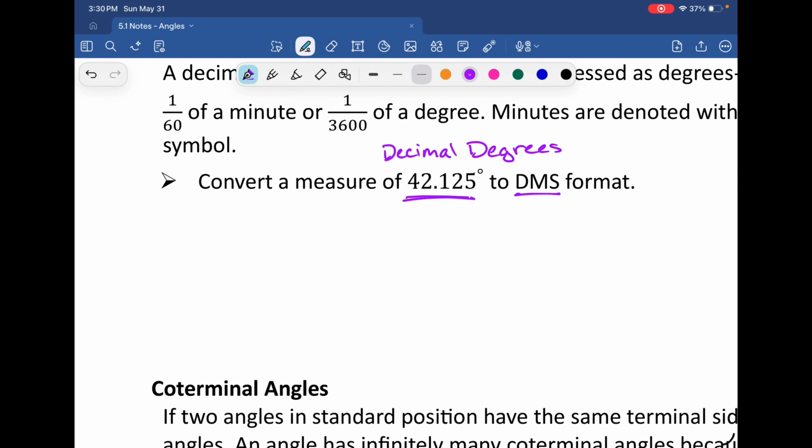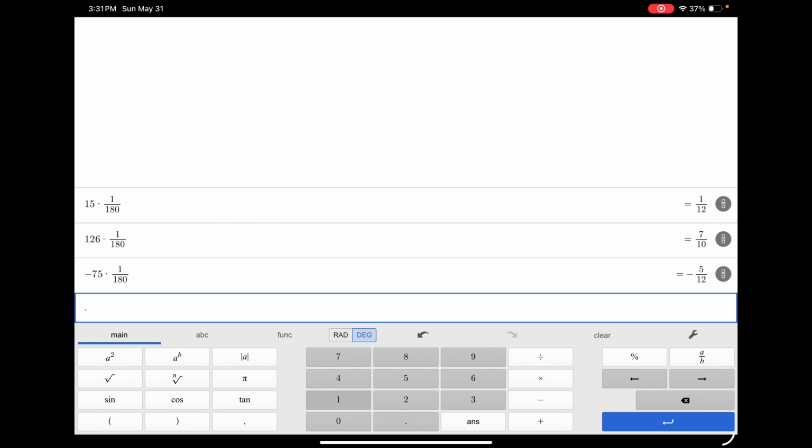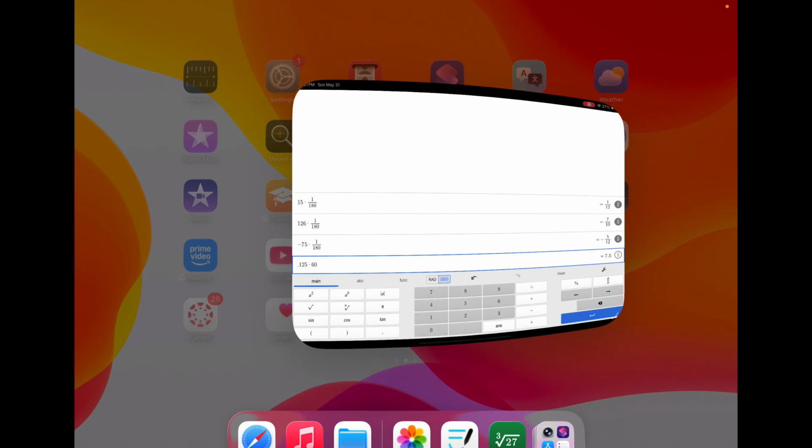And we're converting to degrees, minutes, seconds. All right, so we start by taking the whole number. We're going to keep that off to the side. That's our whole, 42 degrees. And you're going to take this 0.125, the remaining decimal, and multiply it by 60. 0.125 times 60 is 7.5.